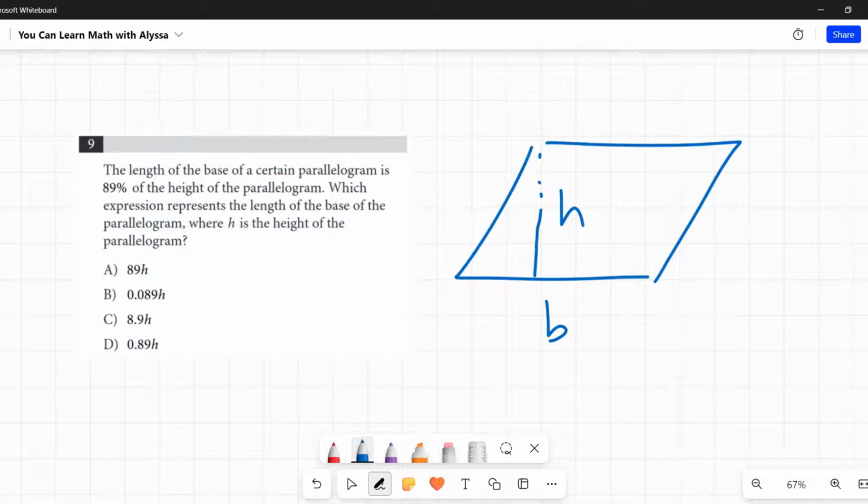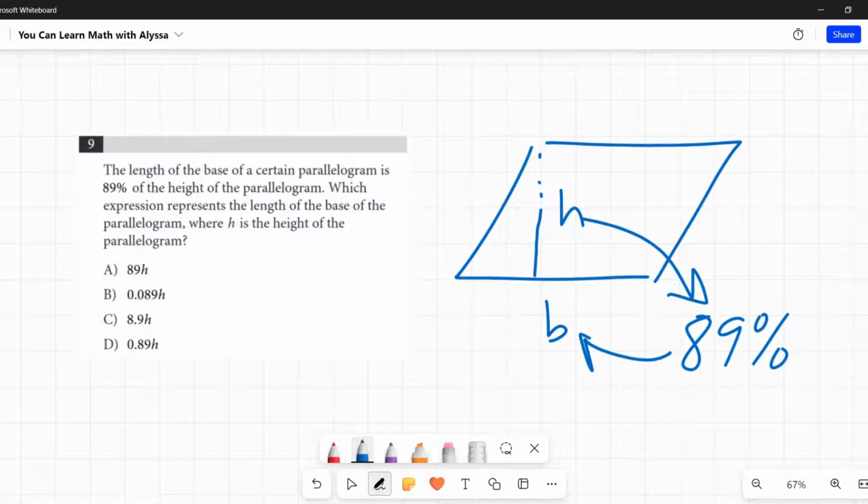So it is less than. The height is the whole and the base is 89% of that. The way we say 89% of something, we would multiply it by 89%. So if I took that height and multiplied it by 89%, I would get the base. That would be representing the base being 89% of the height.